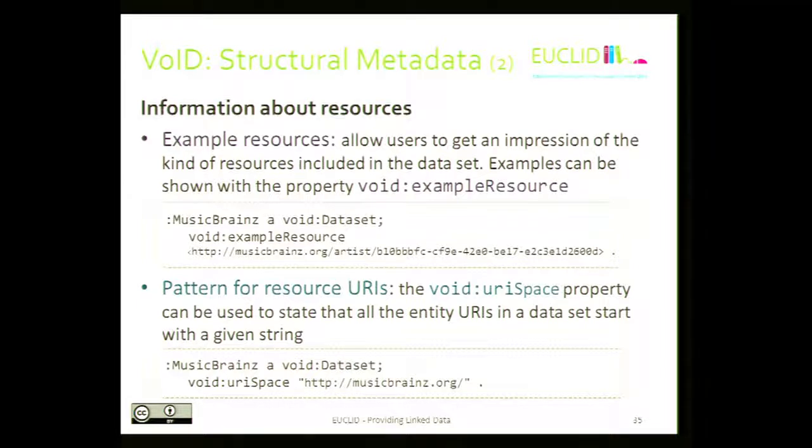So for example, if we model MusicBrainz as a data set using this VoID vocabulary, we might point at an example resource, which I believe is the Beatles. Okay? We might also use the URI space to say all of the resources that you get that belong to this data set fit under a certain URL, a URI space.